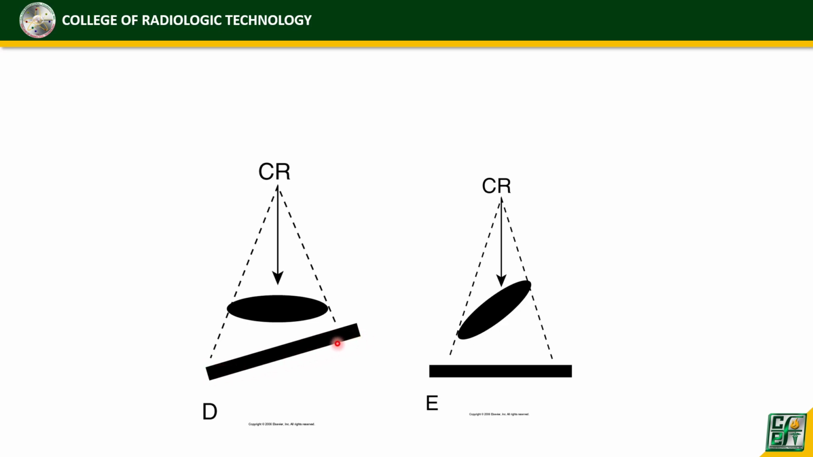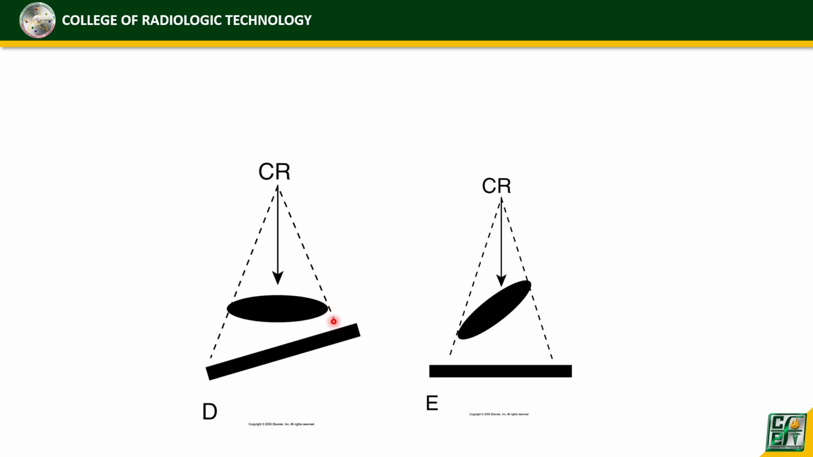Kaya naka-angulate yung image receptor. So, therefore, nagkakaroon ng elongation. So, the central ray, ito yung ano natin, object. Okay, pag na-develop siya sa film, so mula dito siya hanggang dito.